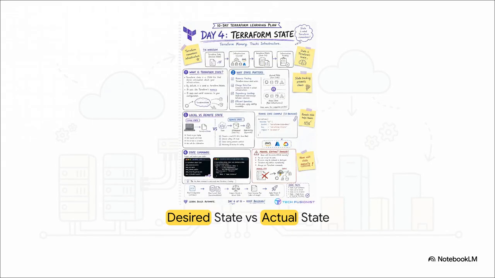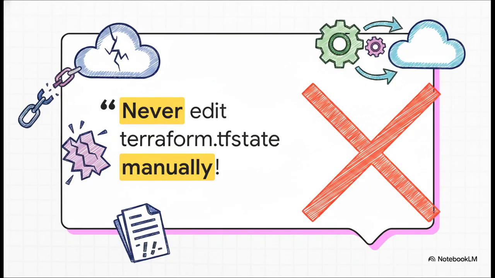Think of your code as the desired state, and the real cloud environment as the actual state. When you run a command, Terraform uses its state file to compare the two. It calculates the exact delta, the precise changes needed to make reality match your code, which absolutely prevents chaos when you're updating live environments. But listen to me, because of this, there is one golden rule you must follow.